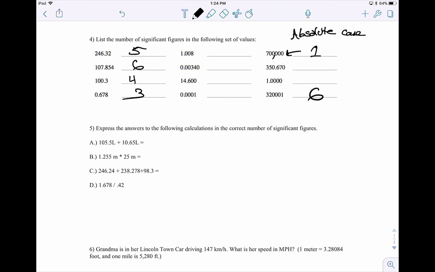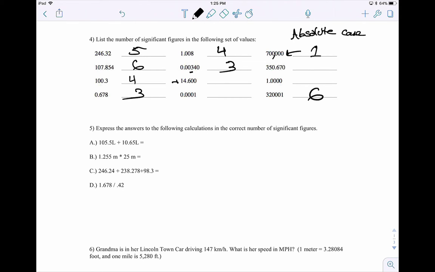Alright, so you have 1.008, the decimal's present. You start on the Pacific side, that is the left moving to the right. You count all numbers that are non-zero, and they're significant. So this 1 is significant, meaning all 4 here are sig figs. In the next example below, the decimal is present. Starting at the first non-zero digit, which is 3, and moving on will give you 3 sig figs.